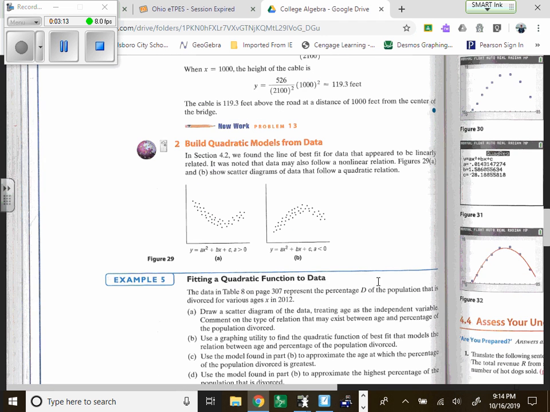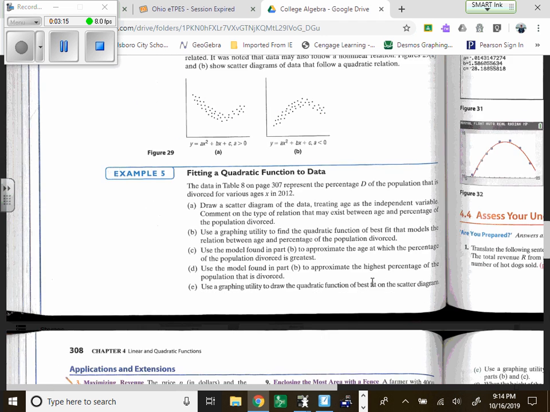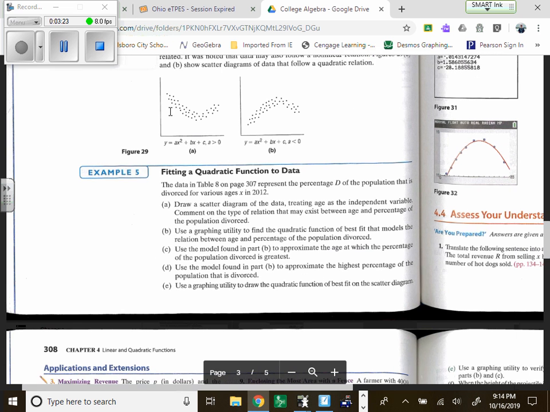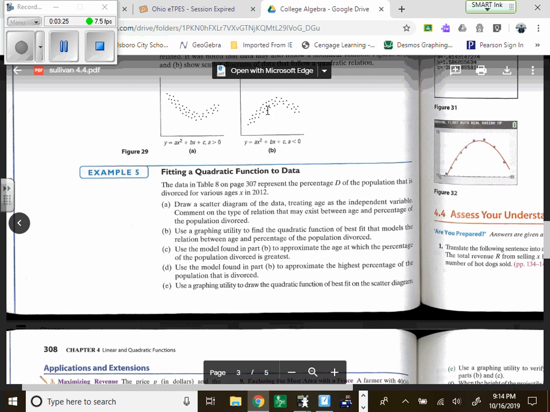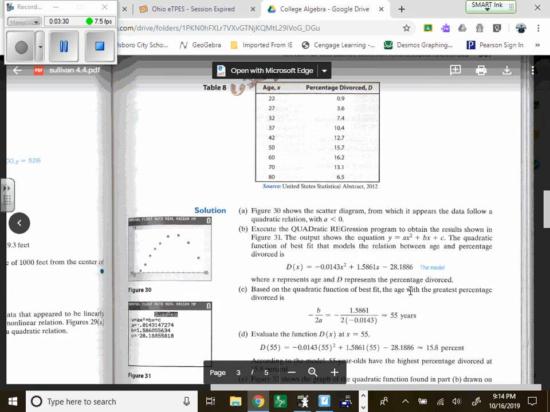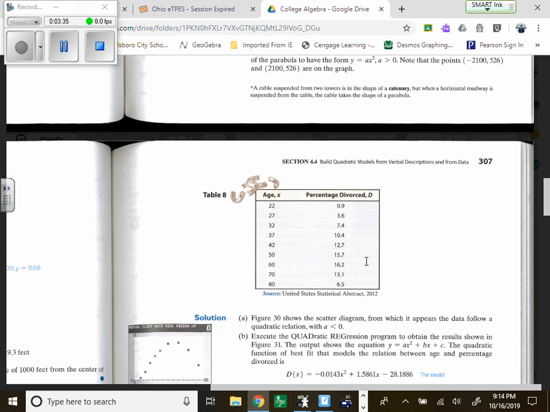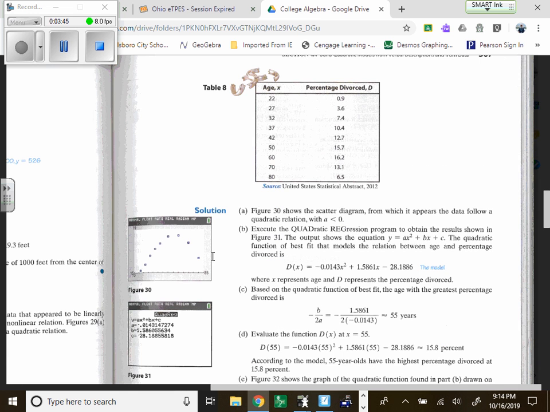You can also have data, so you can put your data in the calculator. Instead of choosing linear regression, you would choose quadratic regression. So there's a positive quadratic and then a negative quadratic relationship, exemplified in those two things. All right, and so we have age and then percent divorced. So if you're young, there's not a lot of divorced people. If you're old, then there's not a lot of divorced people, and if you're in the middle, that's where all the divorced people are. So they're relating that in an upside down parabola type situation.